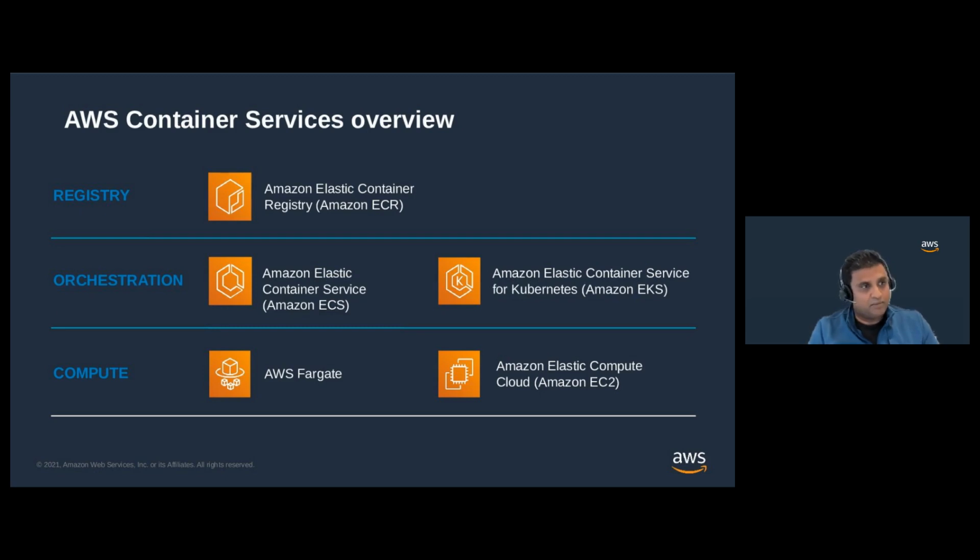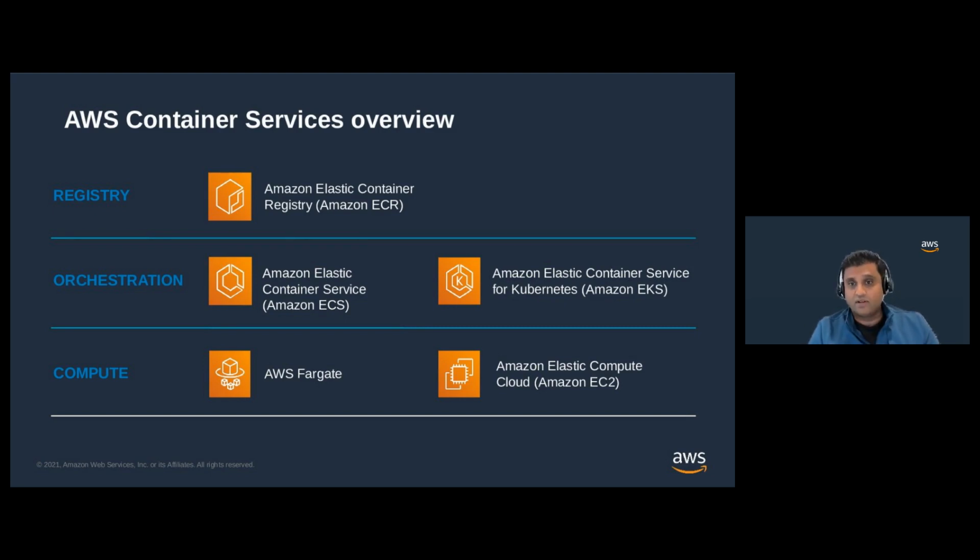Diving a little bit deeper in containers, let's look at the AWS container landscape. There are three groups of services in this. First one is registry, then orchestration and compute. Let's start with the first one, registry. The service is Amazon Elastic Container Registry, which is a fully managed container registry that makes it simpler and faster for developers to store, manage, and deploy container images.